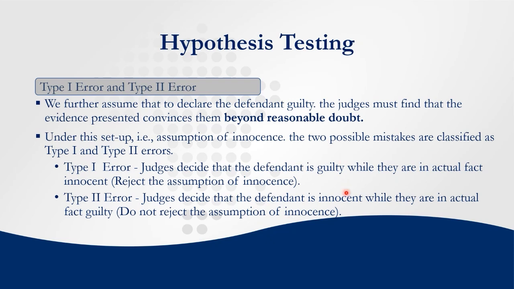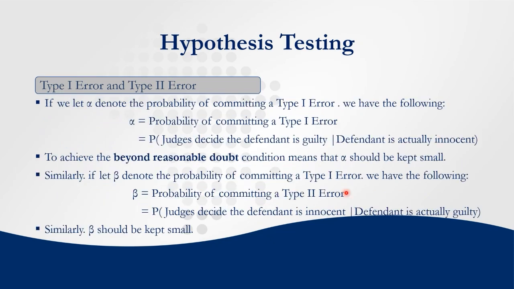So these are the errors which can be committed, which if we bring it to our case, we have that if we let alpha denote the probability of committing a type 1 error, we have the following. We say alpha is the probability of committing a type 1 error. So meaning it's the probability that the judge decides that the defendant is guilty while they are innocent.